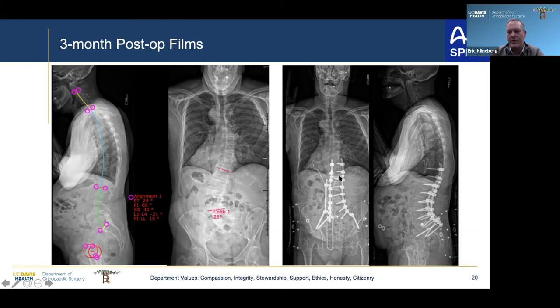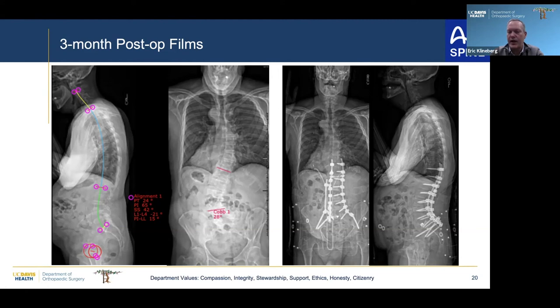I think getting these things balanced and aligned properly is also as important, if not more important, than the Mersilene tape, quite frankly. It's hard to know which one makes a difference, because I've done them both at once. But I think the better aligned and more balanced you are, the less likely they're going to get a PJK, because they're not pulling against anything. And not overcorrecting. Exactly. Not over or undercorrecting, right?